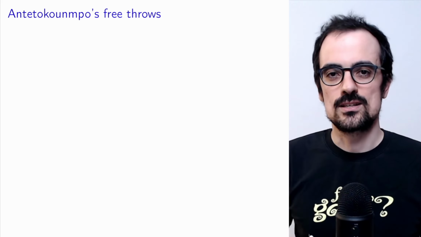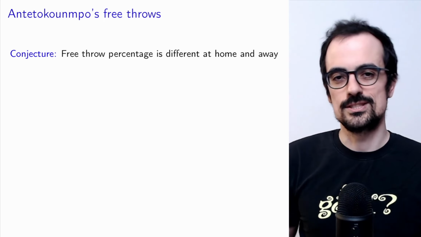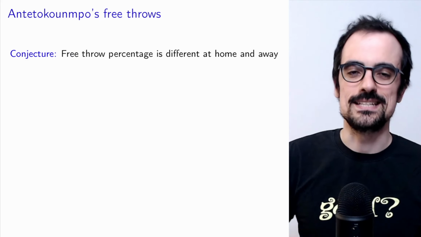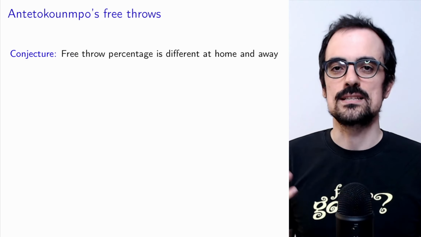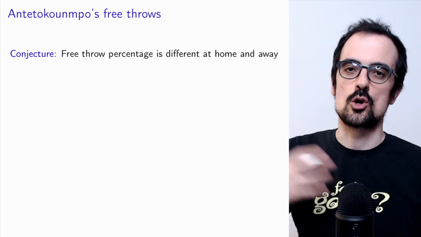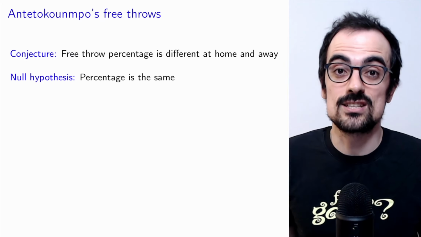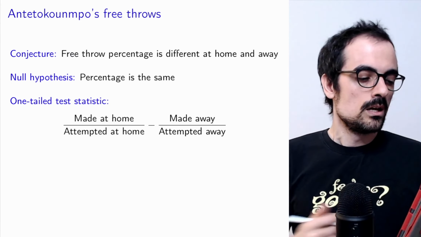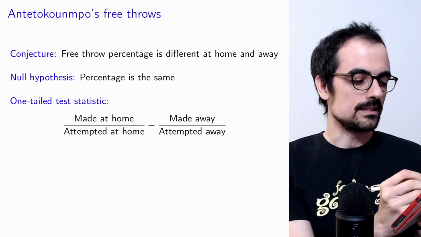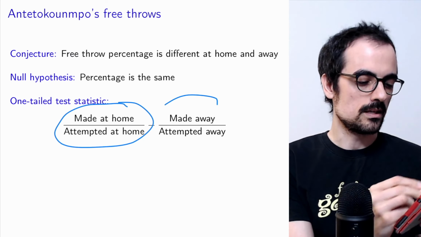Okay, so now let's consider a different situation. This is an example that we used to illustrate two sample tests. Here, our conjecture was that Giannis Antetokounmpo, who is one of the top players in the NBA, has a free throw percentage that is different at home and away. And our null hypothesis was that the percentage is actually the same. Our test statistic was the percentage at home minus the percentage away.